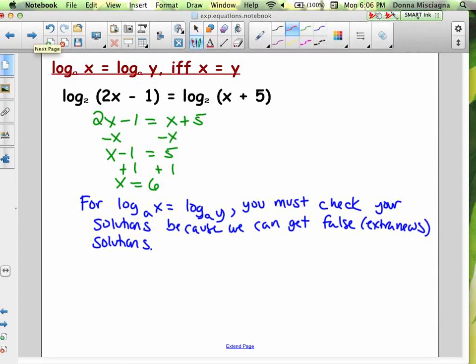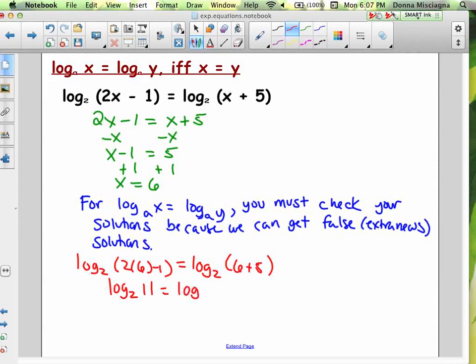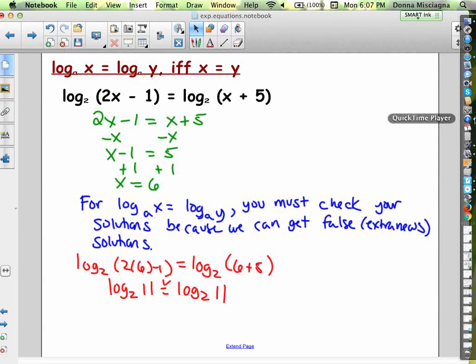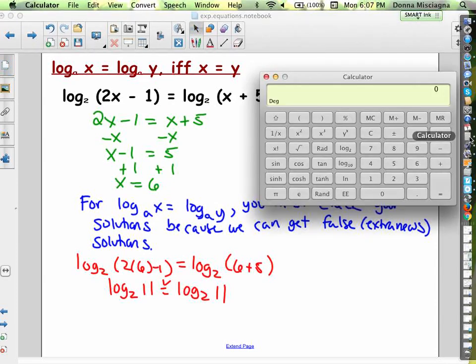So let's check out 6 here. Log base 2 of 2 times 6 minus 1 equals log base 2 of 6 plus 5. And now we get log base 2 of 11 equals log base 2 of 11. And that checks out. We can plug in log base 2 of 11. That's a real number. And actually, I can show it to you on the calculator. I will have to use the change of base formula. Where's my calculator? There we go. But you will get a real number.